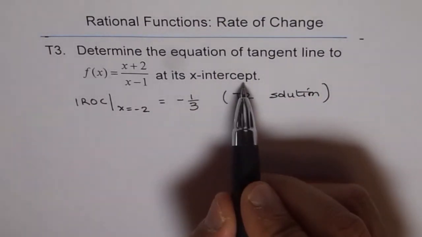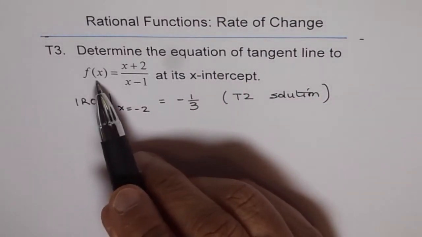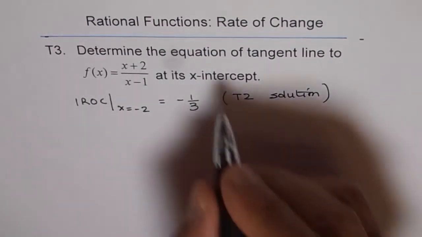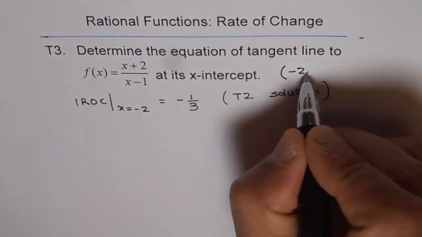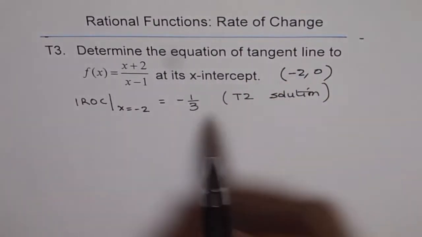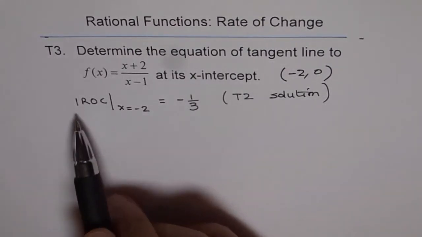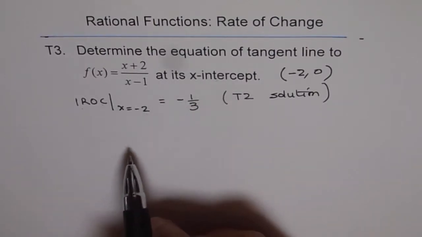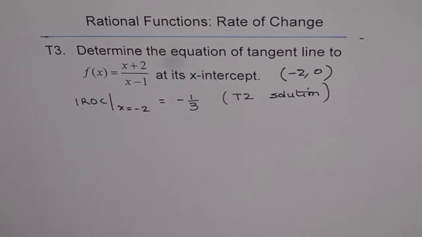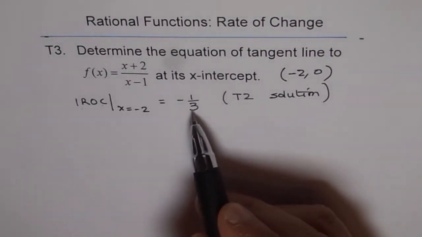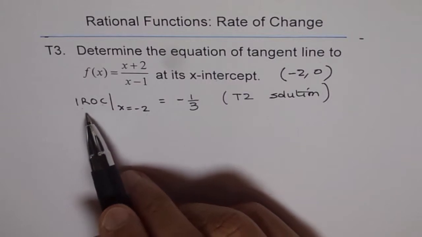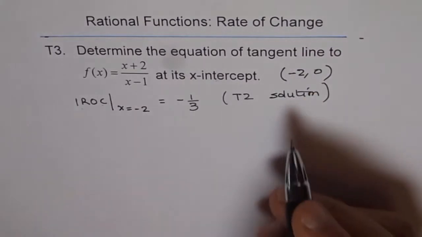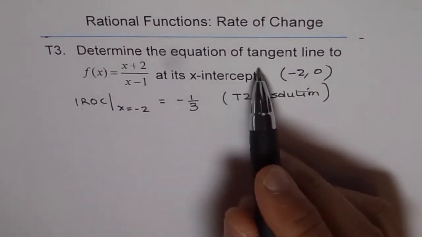Well, the x-intercept really means a point where f of x is 0, right? If I put f of x as 0, then x has to be minus 2. Therefore, the x-intercept for us is minus 2 and 0. Now, we know the instantaneous rate of change at x equals minus 2, that is the x-intercept, is minus 1 over 3. Now, we know 2 things. One, we know the slope. Instantaneous rate of change is the slope, right? And the point, which is minus 2 and 0. And therefore, we can easily find the equation of the tangent.